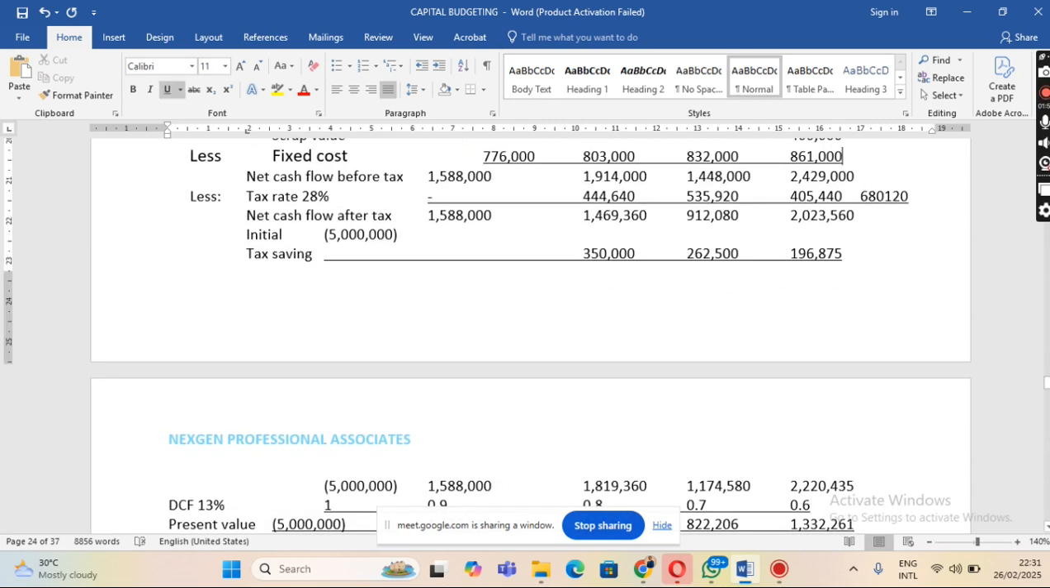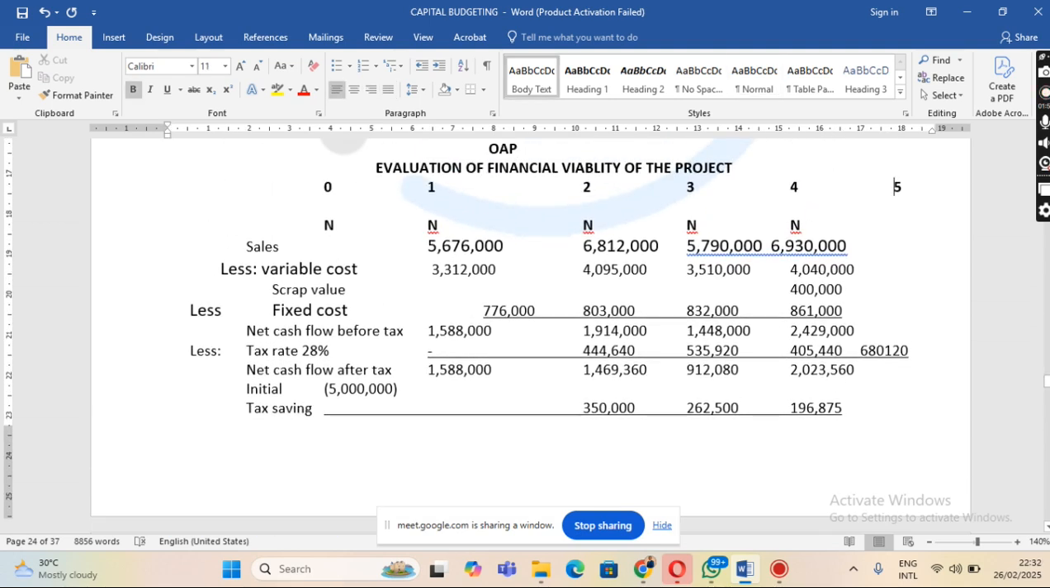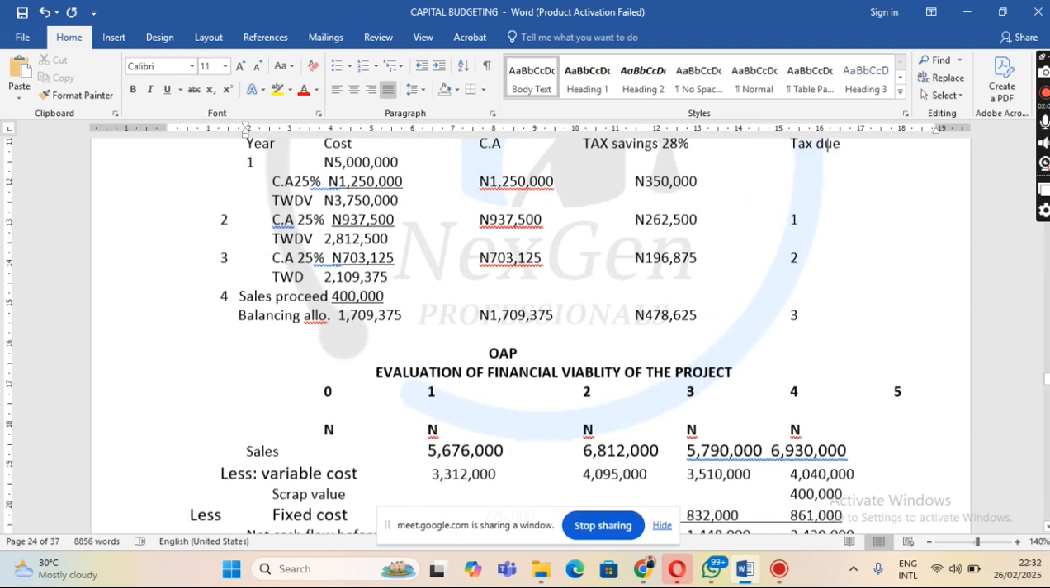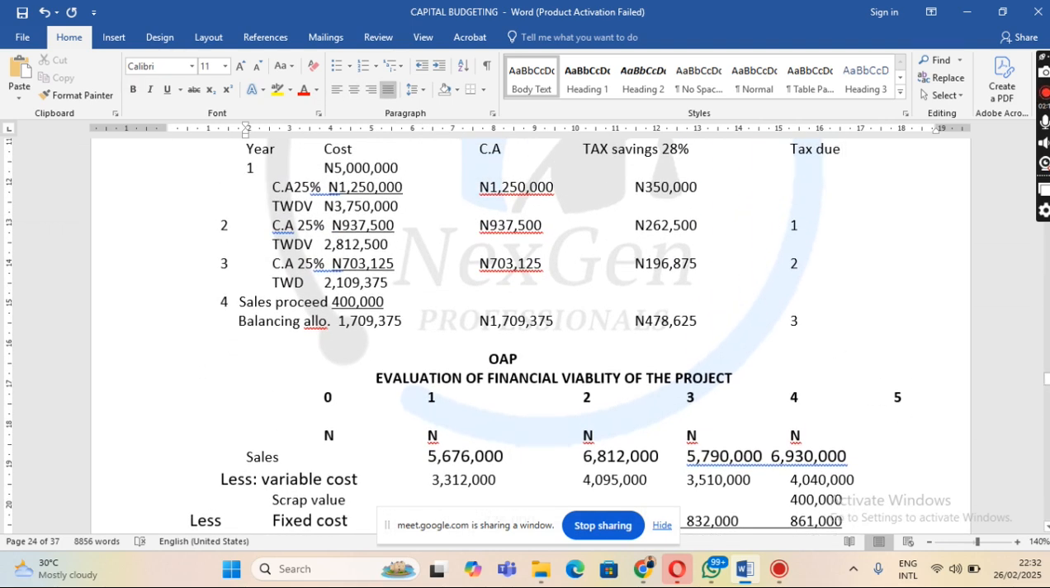I'm just looking for a way to bring it in. Okay. And the tax savings. Yes. Where is tax savings? Okay, this is it. I have to go up a little. 478,625.